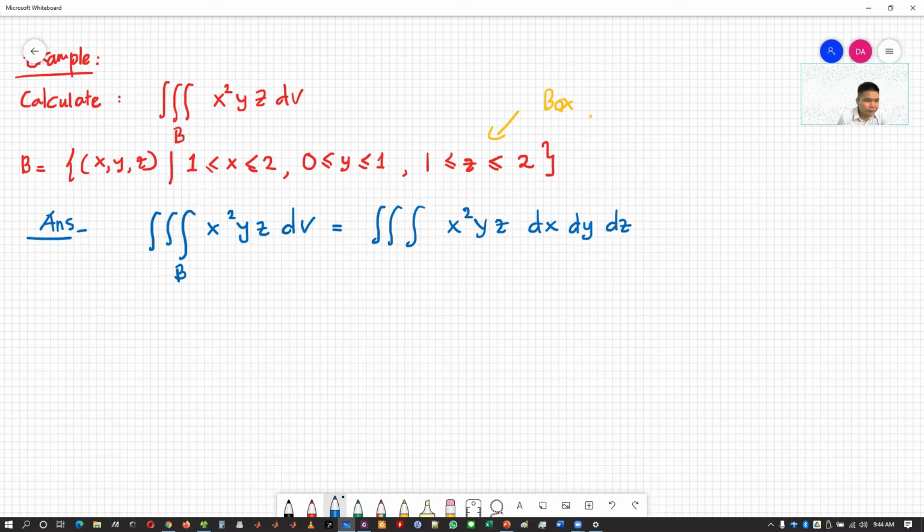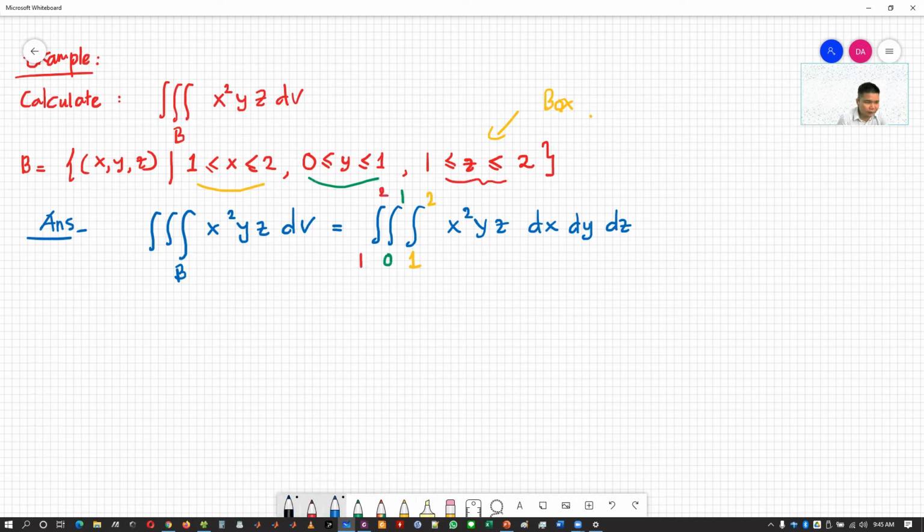Then x itself is from 1 until 2, and y itself is from 0 until 1, and then z itself is from 1 until 2.